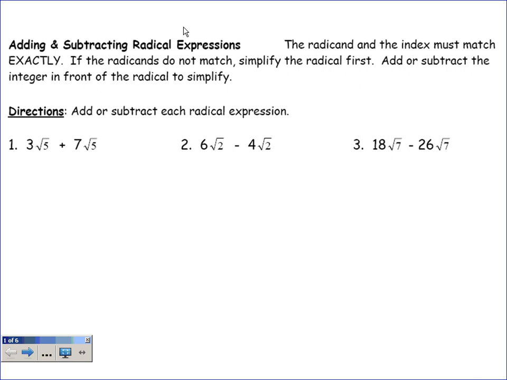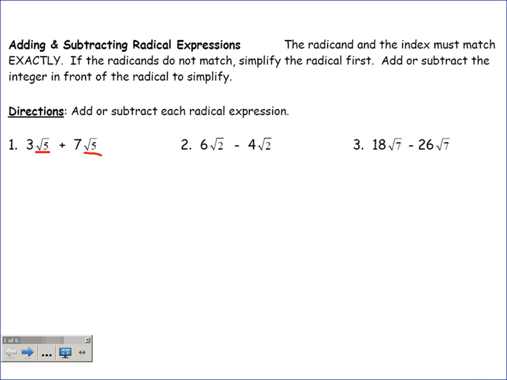So, for instance, the very first one, remember that the radicand is the number on the inside. Do these two match exactly? Yes, they do. On the index, both of these indices are 2. We're just talking about 2 and 2. So, since they're both square roots, we're fine. They're both the same thing.